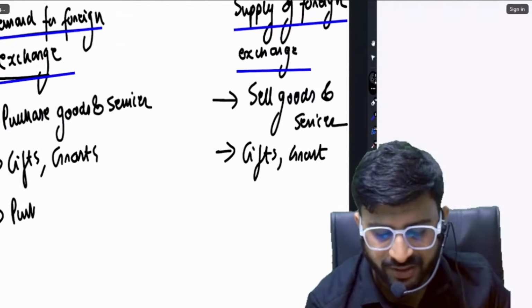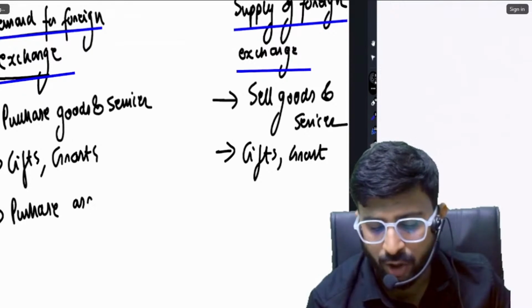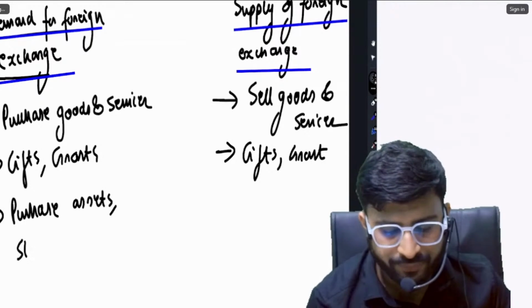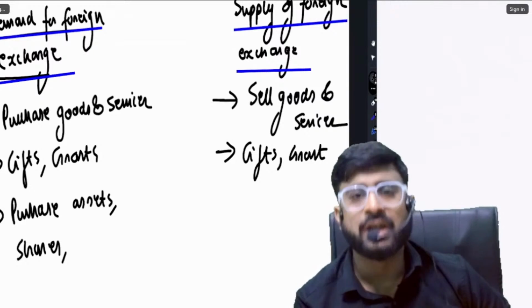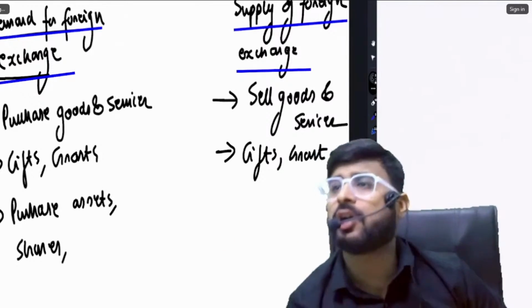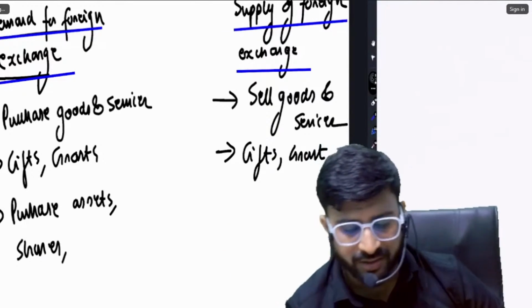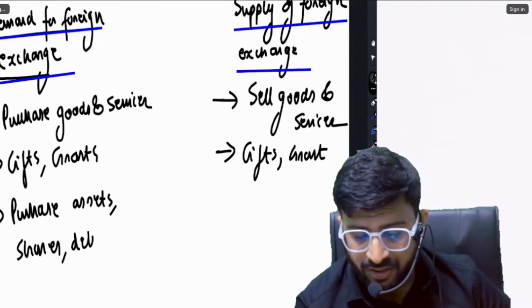When you purchase some assets or shares or debentures outside India, then you will need that currency. You will need that country's currency, only then can you buy land in that country, buy shares of companies of that country, and buy debentures.